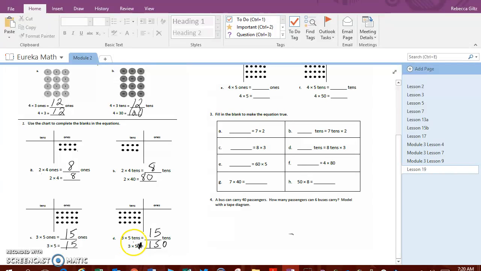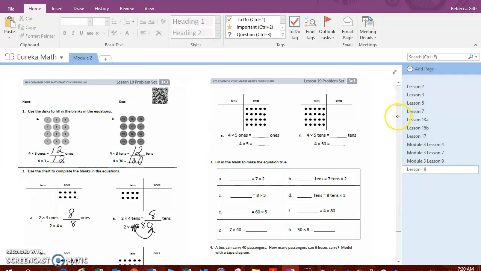But since our problem wasn't 3 times 5, it was 3 times 50, we can take that 0 and just put it at the end of our answer to the basic fact part. Okay? So if you do that back on problem B, you're looking at 2 times 4 is 8. Put the 0 on the end. 80. Sort of a shortcut way to solve problems with 10. That's why we love the number 10 and the 0.